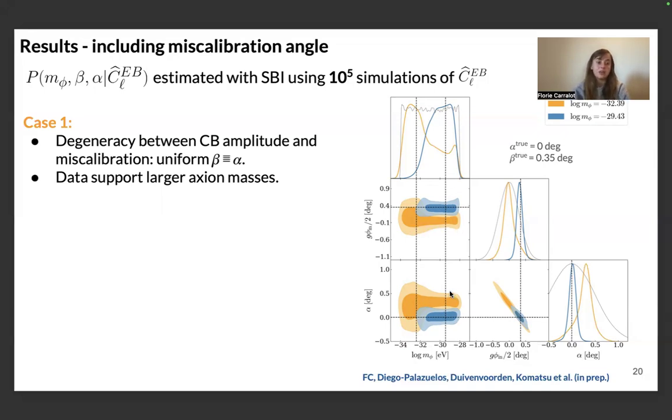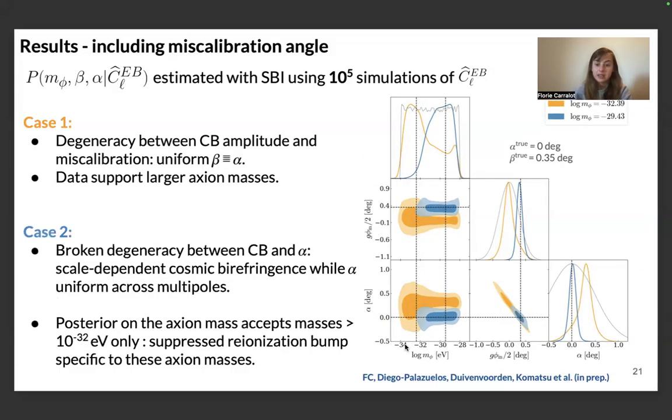And this is related to the first point, since for this simulation, our cosmic birefringence effect is scale independent, you can cancel the scale dependence of cosmic birefringence for those axion masses by setting beta to 0, and this lack of cosmic birefringence can be compensated by increasing the polarization angle miscalibration.